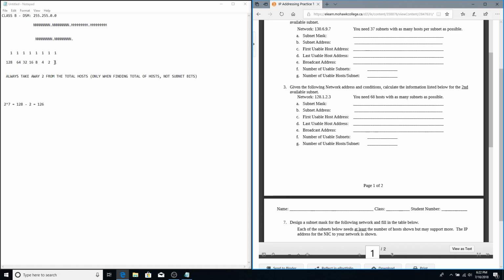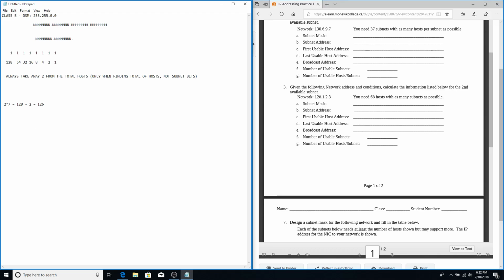2 to the power of 0 is 1. 2 to the power of 1 is 2 over here. And it goes on. So that's why we get 7. And it ends up being 128, even though it's the 8th bit here. So hopefully that's not too confusing. But that's how we got this.